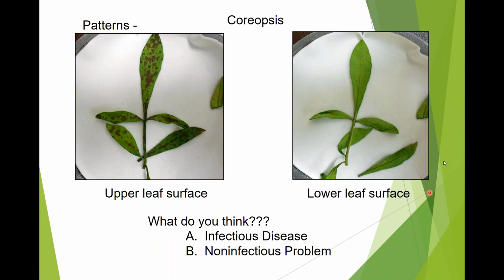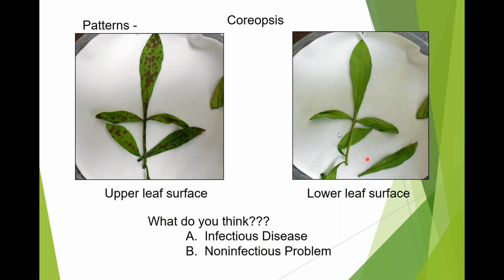Okay, we've got a second one here. I'd like you to see, is this an infectious disease or a non-infectious problem? And this is on Coreopsis. So type in A or B. What do you think? This is a little more tricky because I look at the pattern on the upper leaf surface, and it's looking kind of random, scattered. But let's see, we've got sort of evenly split right now between infectious disease and non-infectious problems.